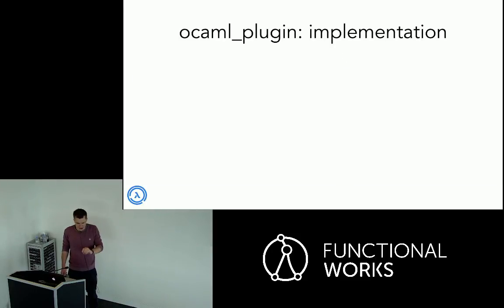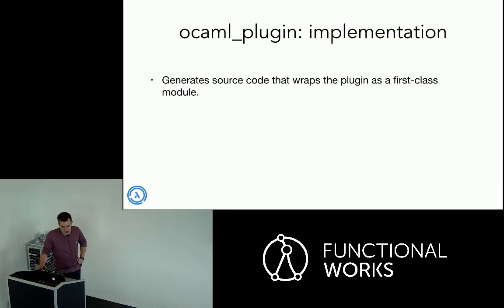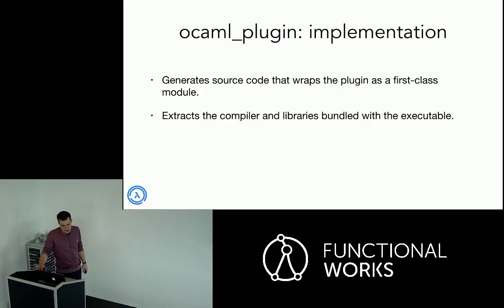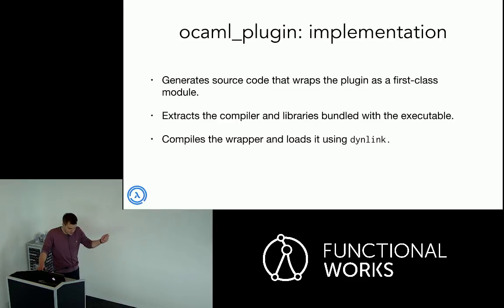So let's talk a little bit, just a few more minutes, about the implementation of how this works. So OCaml plugin generates the source code by taking a UML file and wrapping it into this first-class module. So you need to do a little bit of syntactic extension just to make this work as a first-class module. And it extracts the compilers and libraries that were bundled into the executable. And it compiles the wrapper using dynamic link, which we've seen before.